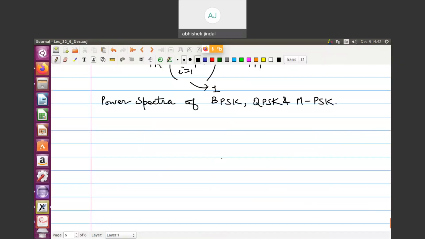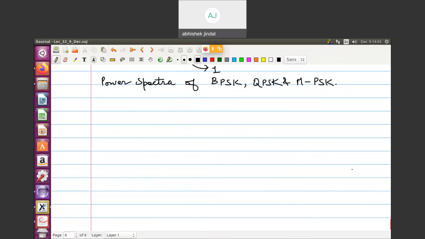So yes, we stopped at this point in the last lecture. So we'll be doing the power spectra of BPSK, QPSK and MPSK constellation schemes, or digital modulation schemes. And this would be our final topic for the course. So we'll start with BPSK first.